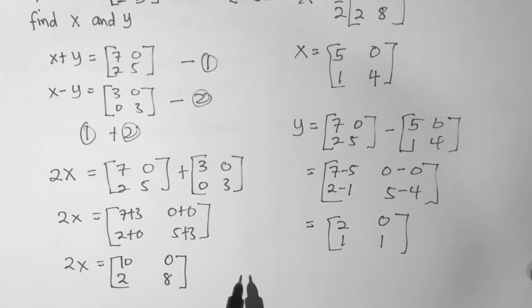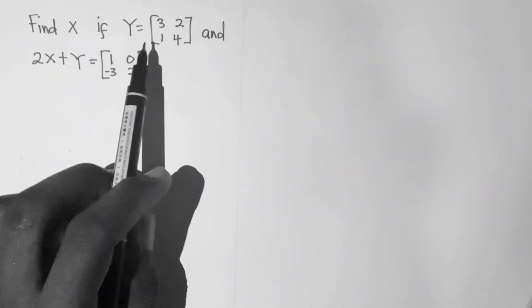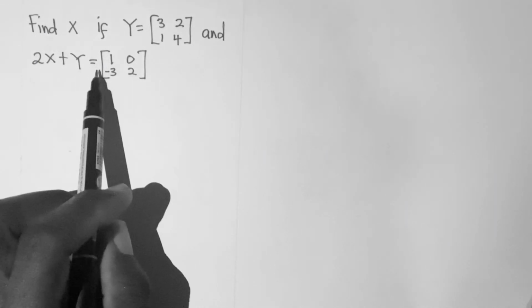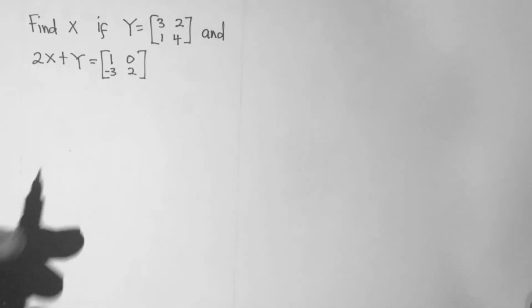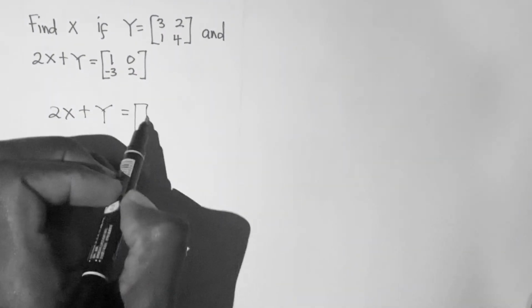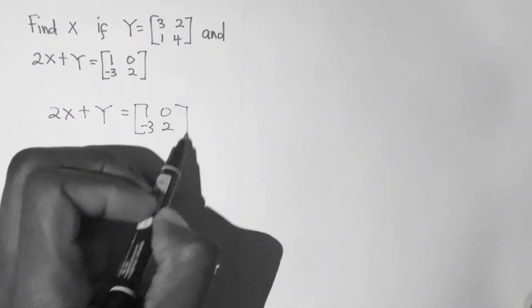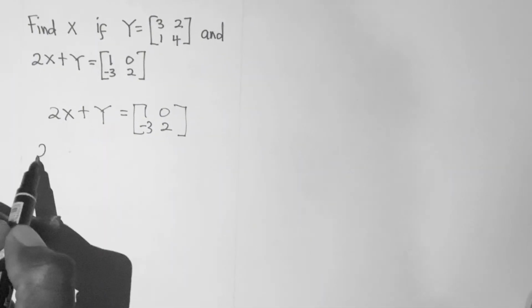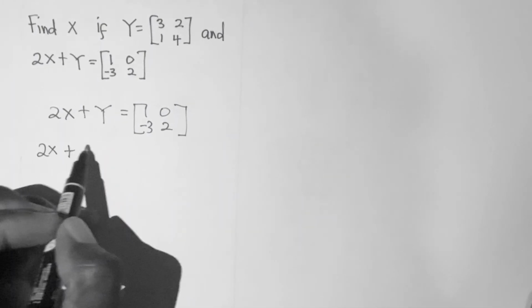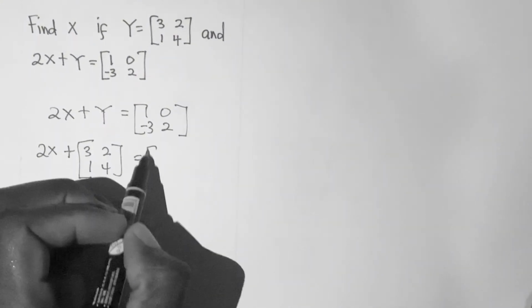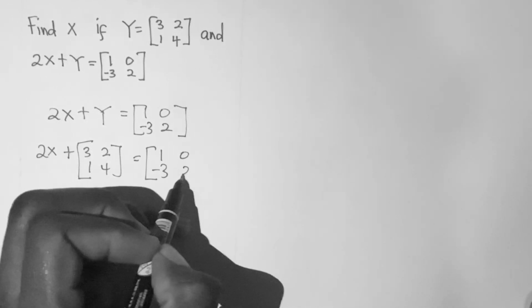So it's 2011. Find x if y is equal to 3214, and then 2x plus y is equal to 10 minus 32. So we have 2x plus y is equal to 10 minus 32. So let's make x the subject. Remember, we are finding x, but we know y. So in other words, 2x plus 3214 is equal to 10 minus 32.